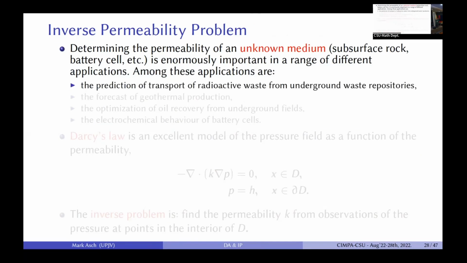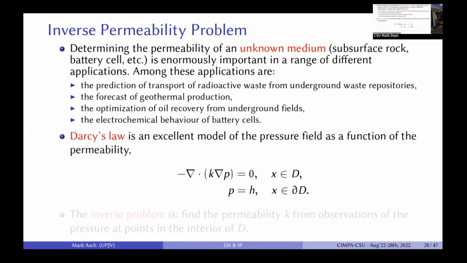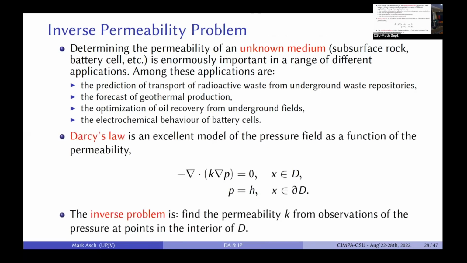Anyway, I won't go into this, but there is a very nice theory which can be applied to what's called Darcy's law. Darcy's law is a very nice law because it describes a lot of physics, all the way from geophysics to batteries. Lithium-ion batteries today for electric vehicles, we modeled using Darcy's law already. The inverse problem is to find the permeability K from observations of the pressure. There's a pressure equation in the interior of the domain.